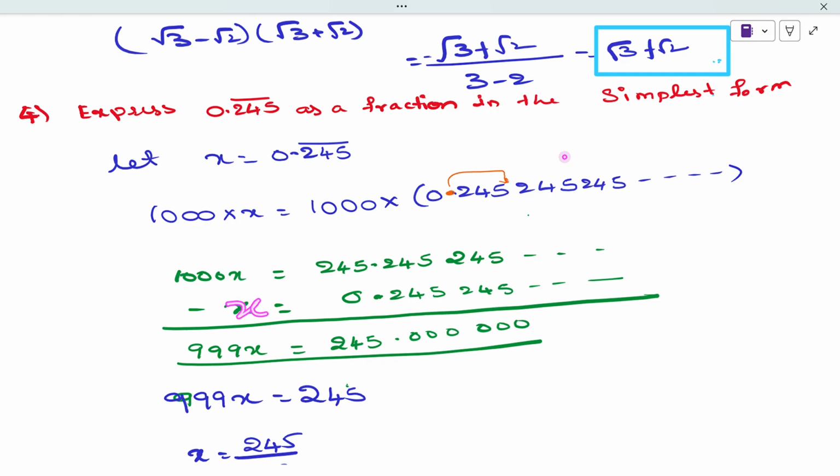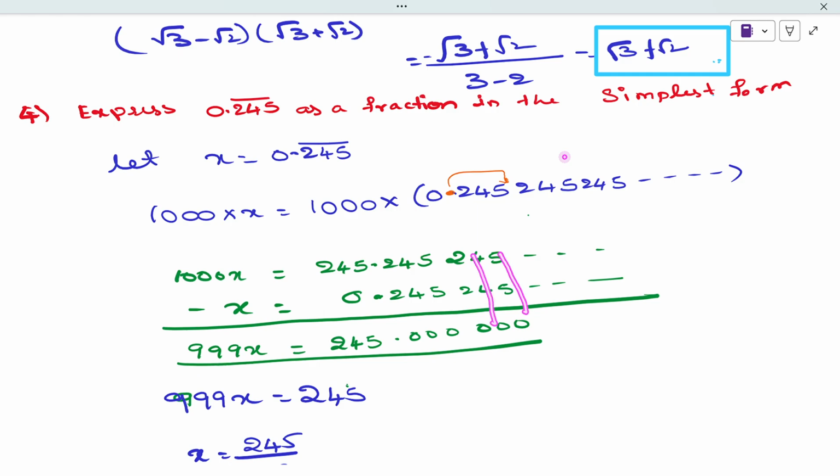Now we have to subtract x from this one. From 1000x we are subtracting x. We place the point below the point and then place the numbers, 245 like that. Now we are doing subtraction. 1000x minus x is 999x.